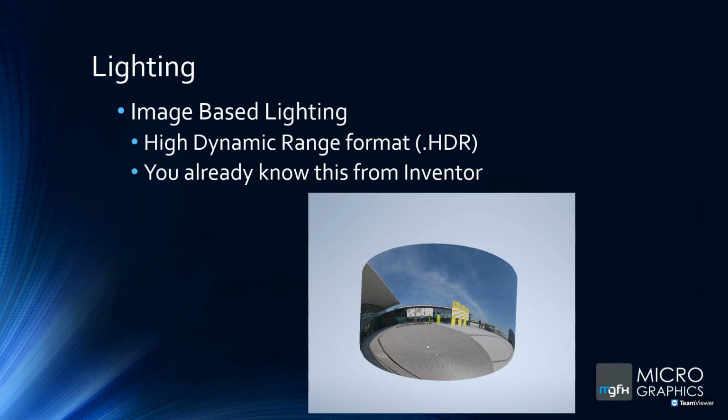Okay, so once we've done all of that, now we need to get into the lighting. 3ds Max also uses image-based lighting, exactly like Inventor. So you can see this picture I've got over here. That was taken from Inventor. So that's one of the HDR, or high dynamic range format pictures that you've got already. So you guys know about this in Inventor already, and it works in 3ds Max as well. So it takes the picture and it shines the light from the picture onto the object.